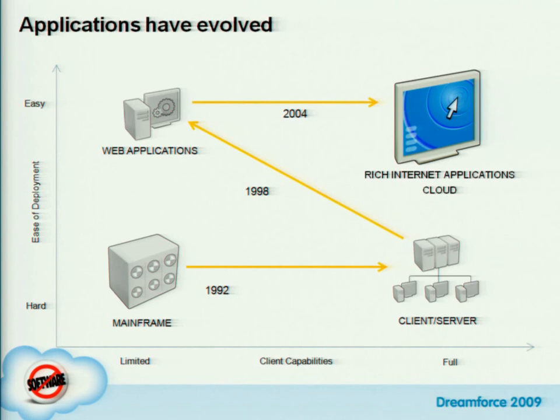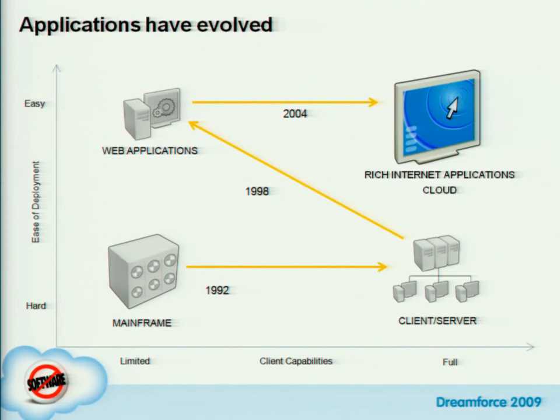If we look back at the transitions that we've been through in software, and we put these on a chart, where our x-axis is the client capabilities from full to limited, and the y-axis is our ease of deployment from hard to easy, we see that we've been through a few transitions. From mainframe, where we're very limited in client capabilities, and also very hard to deploy.